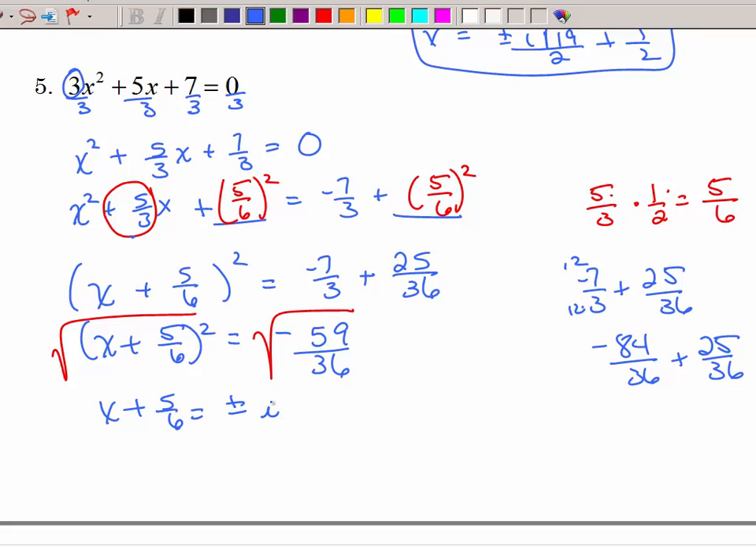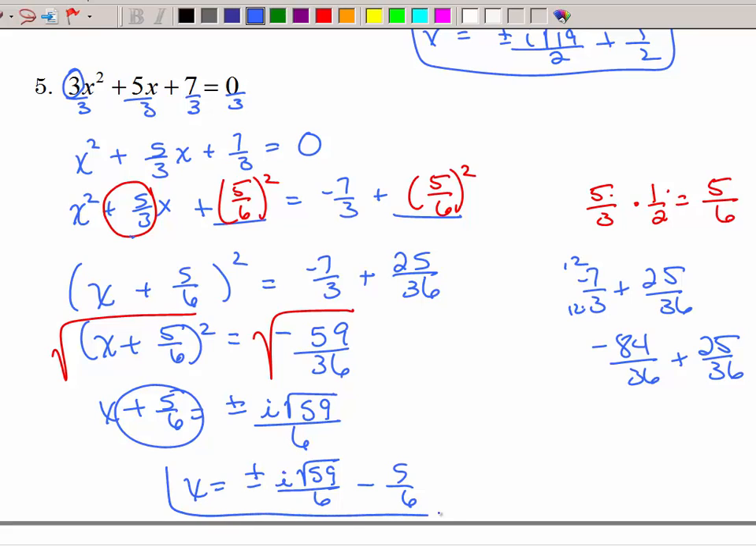plus or minus, imaginary because of the negative, 59 is prime, means it can't be factored, and the square root of 36 is 6. And then the last step, move this to the other side by subtracting it. So this one has lots of fractions. You just need to be very careful and go through the steps of the process.